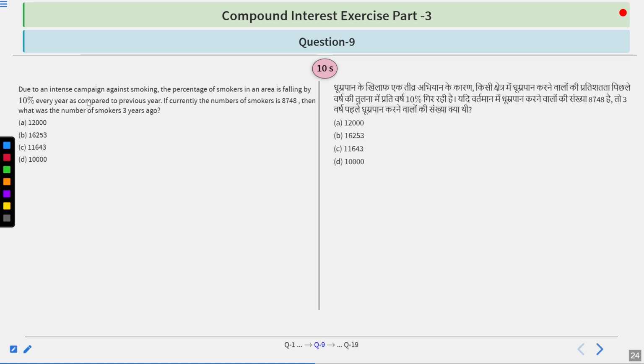Next, due to an intense campaign against smoking, the percentage of smokers in an area is falling by 10% every year as compared to the previous year. If currently the number of smokers is 8,748, then what was the number of smokers 3 years ago? The options are option A 12,000, option B 16,253, option C 11,643, and option D 10,000. These are the options.